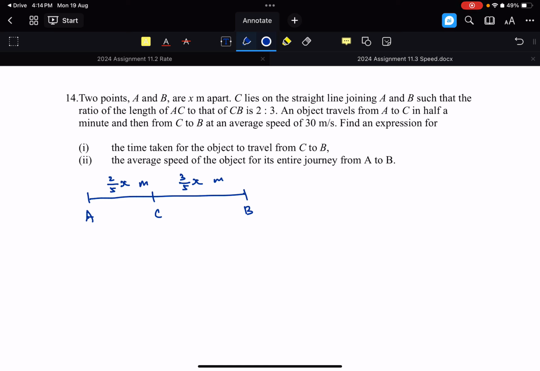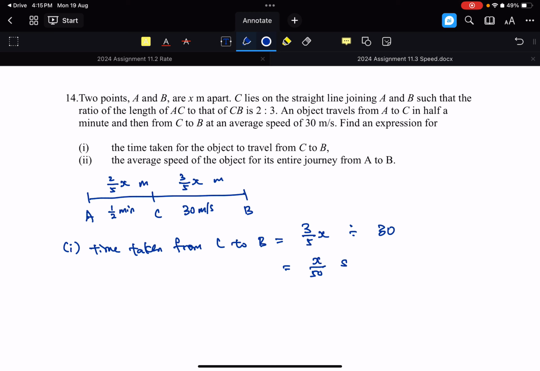What other information we have? An object travels from A to C in half a minute. So A to C is half a minute. Let's write down half a minute. And from C to B, we don't have the time, we have the speed. So it's 30 meters per second, right? So find an expression for the time taken for the object to travel from C to B. So for part 1, time taken from C to B is equals to 3/5x, right, divide by 30, okay, which gives us x over 50. This is meters divided by meters per second, so this is in seconds, right?